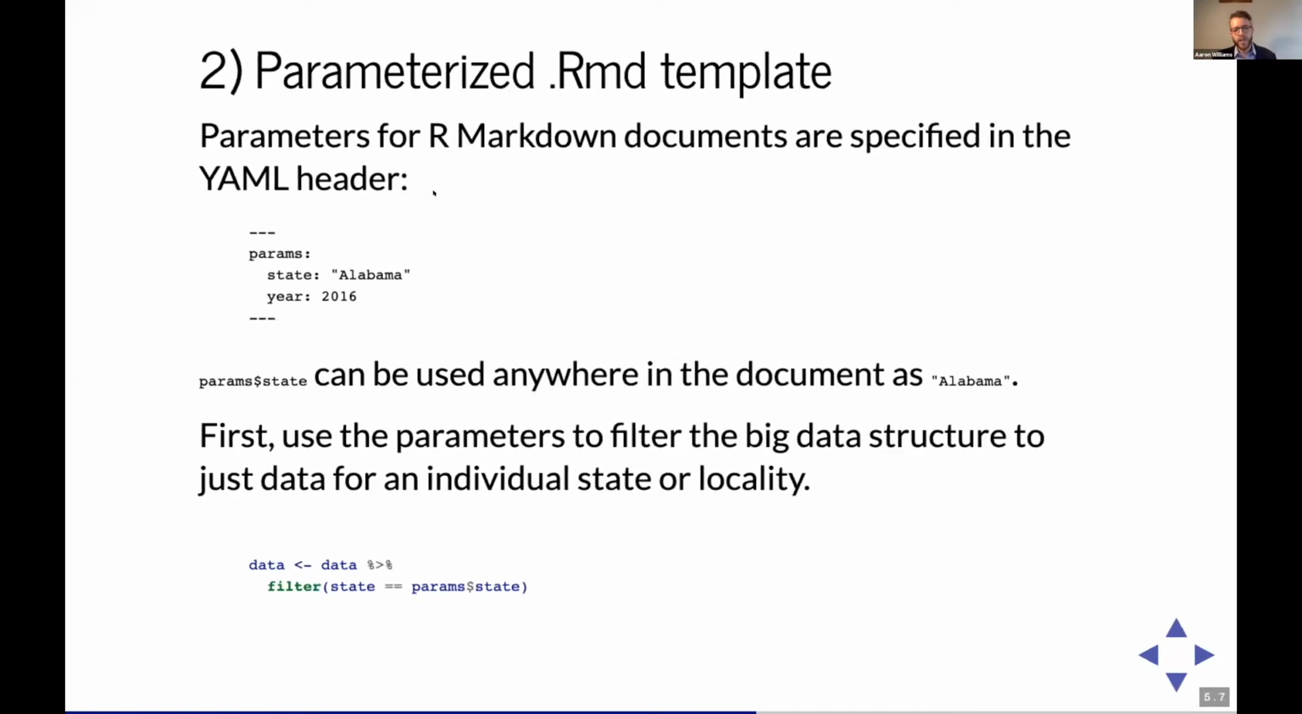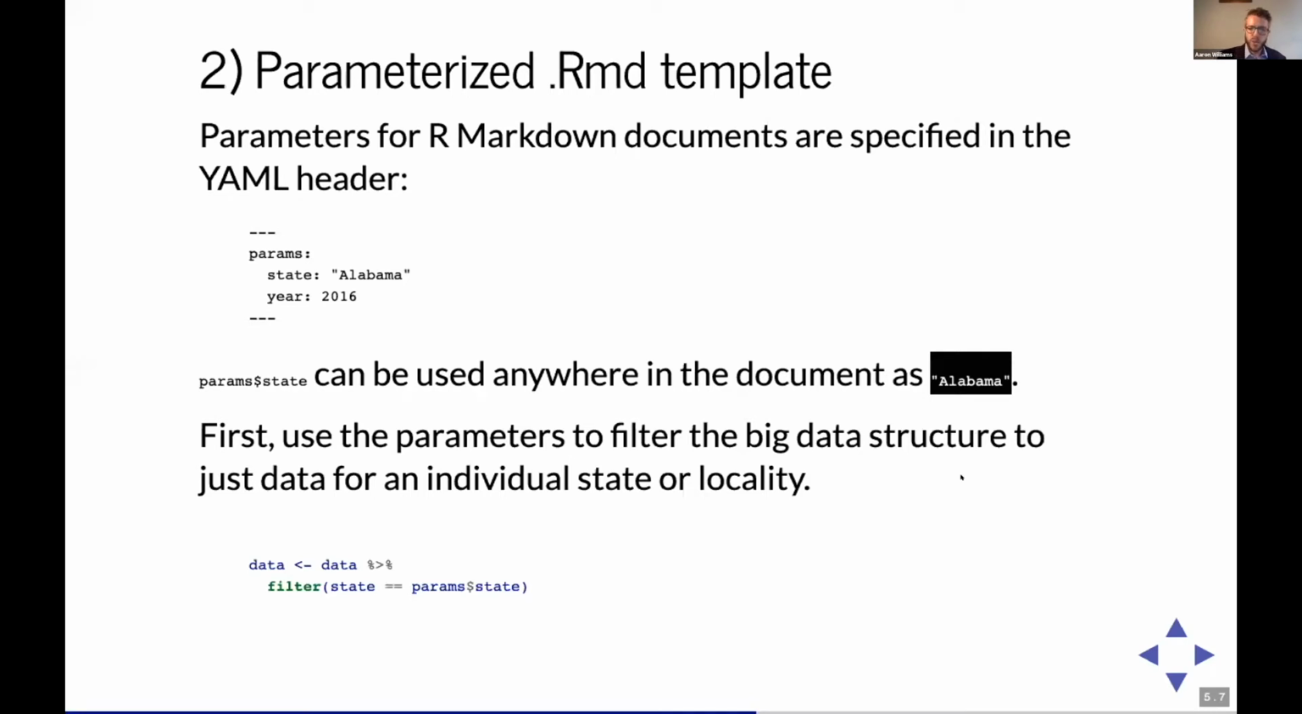That second ingredient is a parameterized .Rmd template. The idea here is with R Markdown, you can specify parameters in the YAML header like this. I'm specifying 2 parameters here. One is state and the other one is year. So when we do this, if lower down in the document in an R section, we say params$state, R is going to read that as being Alabama in quotation marks.